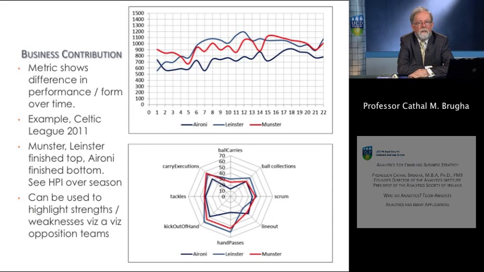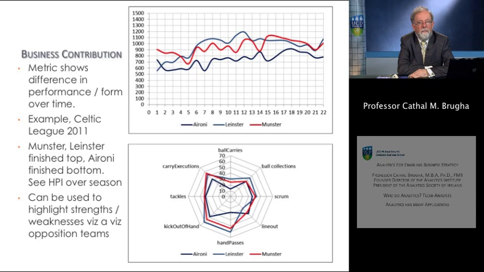Then once you've got that, you then want to visualize the metrics. So you can see the top row is a graph, and it goes over 22 weeks. There are 3 teams: Aironi, an Italian team, Leinster, and Munster. And this was in the case where Leinster won out and Munster was just behind them, and Aironi didn't do well in the end. So what you see here is the average scores for those three teams over that period.